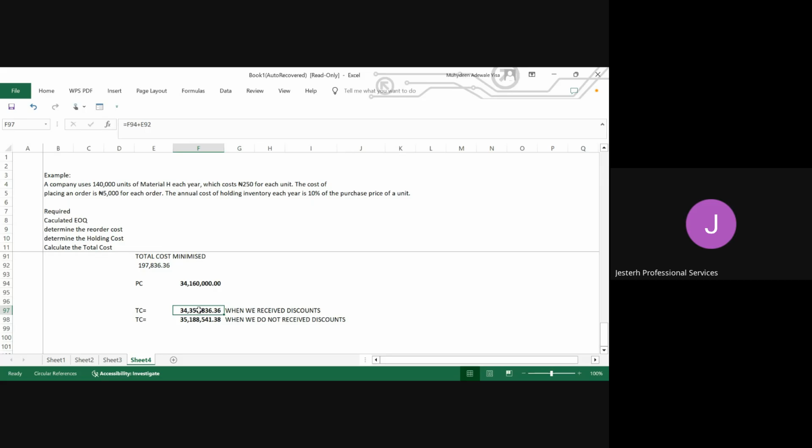So if we receive discounts, our inventory is going to be reduced from this 35 million to 34 million. It means an organization is going to save 830,000 if they decided to receive the discounts. But if they decide not to receive the discounts, they are going to pay 35,188,000. I believe we understand this.